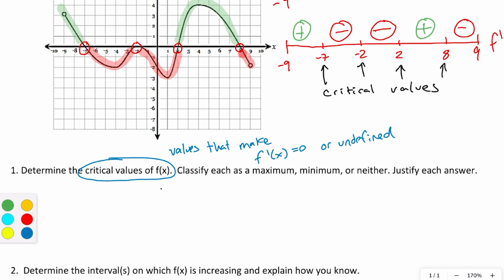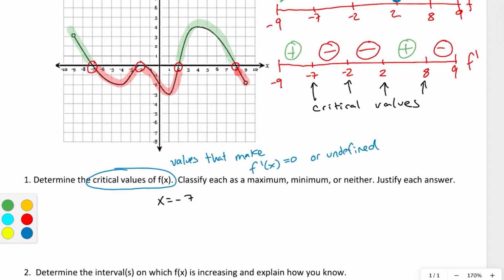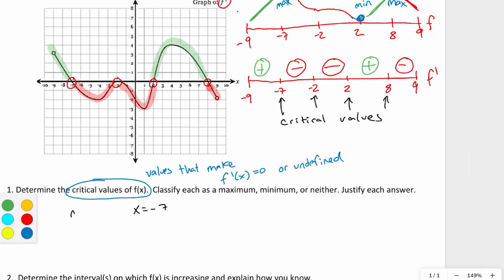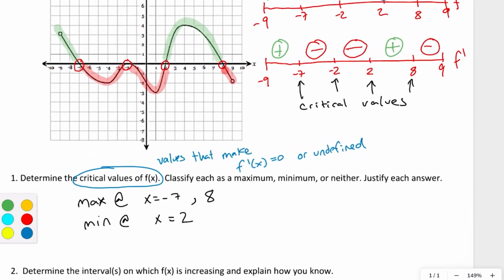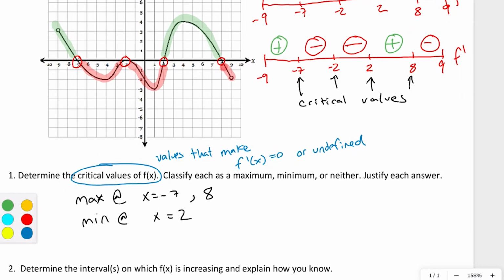So basically all these values are our critical values. We'll just write them out here. We got one at -7, which we said was a maximum. We also had a maximum at 8. We have a minimum at x = 2. And we do have another critical value, but it's not going to be a max or a min, at x = -2.